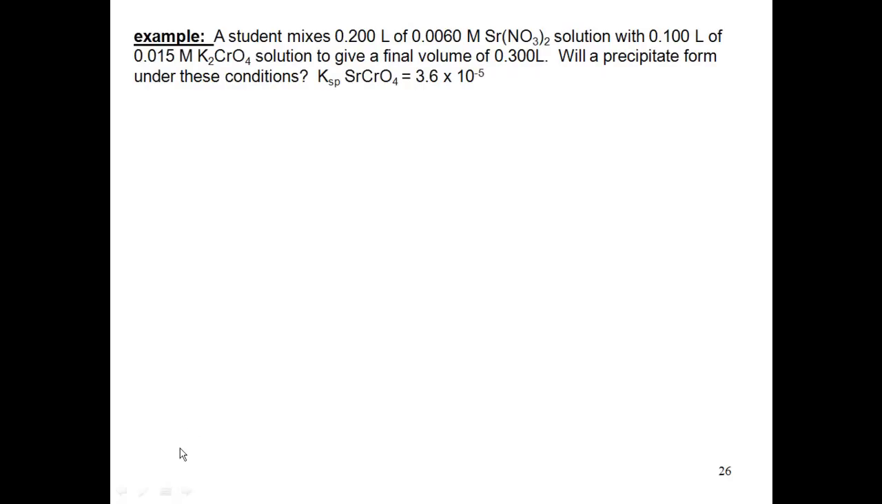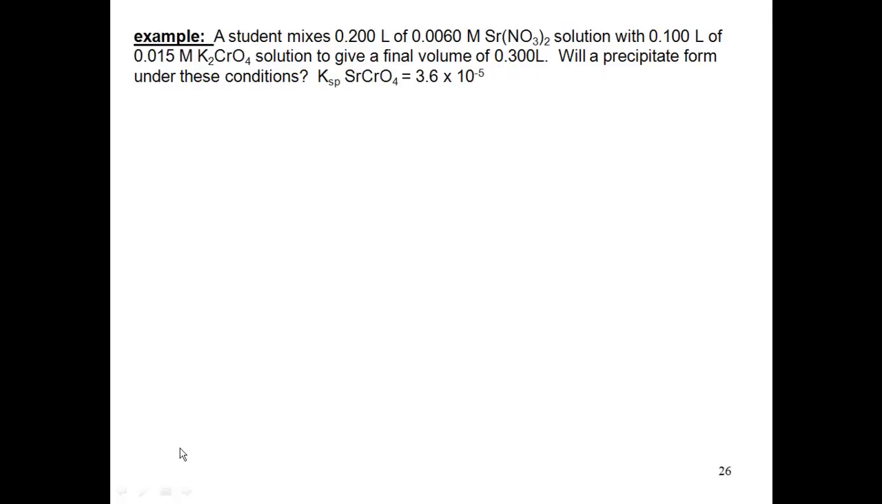Let's look at now how we would use this precipitate, no precipitate idea in a mixture problem. A student mixes 0.200 liters of 0.0060 molarity strontium nitrate with 0.1 liters of 0.015 molarity potassium chromate to give a final volume of 0.3 liters. Will a precipitate form under these conditions? We're given the KSP of strontium chromate.